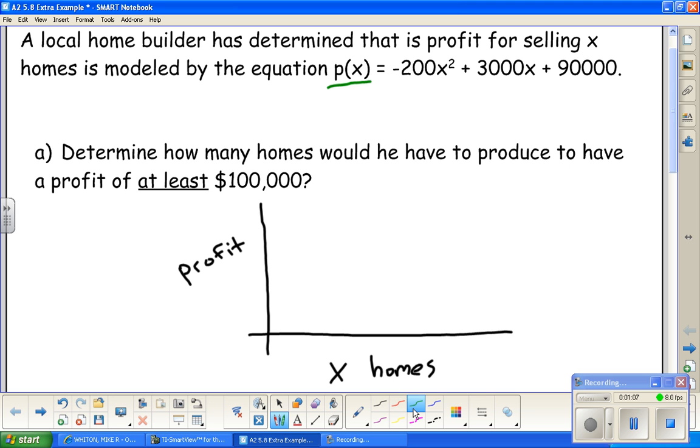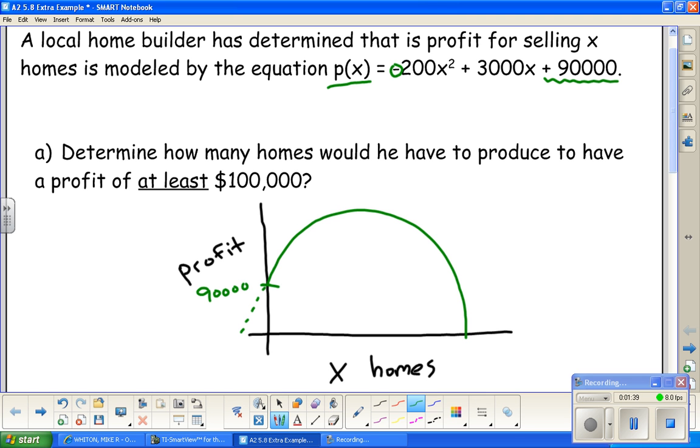And now I know that since the a value is negative, I'm going to have a quadratic that opens downward. I also know my y-intercept is 90,000. So let's just say that 90,000 is somewhere around here, and this graph does something like this. Again, I don't know anything specific yet, just that it opens downward. On your calculator, it would probably continue down here, but that part doesn't matter because we don't care what happens if we sell a negative number of homes.